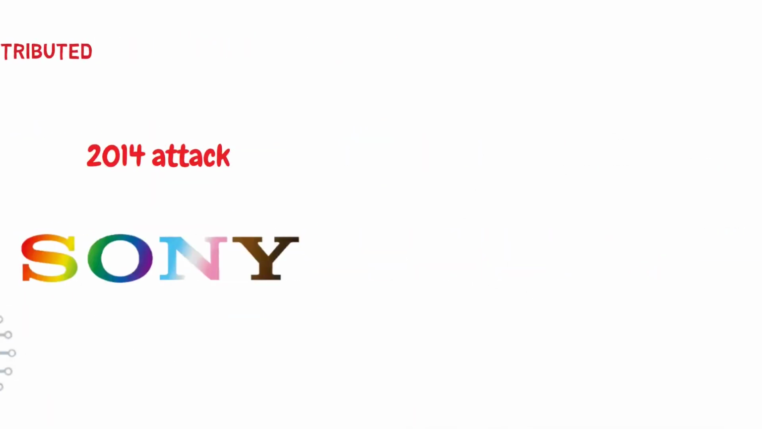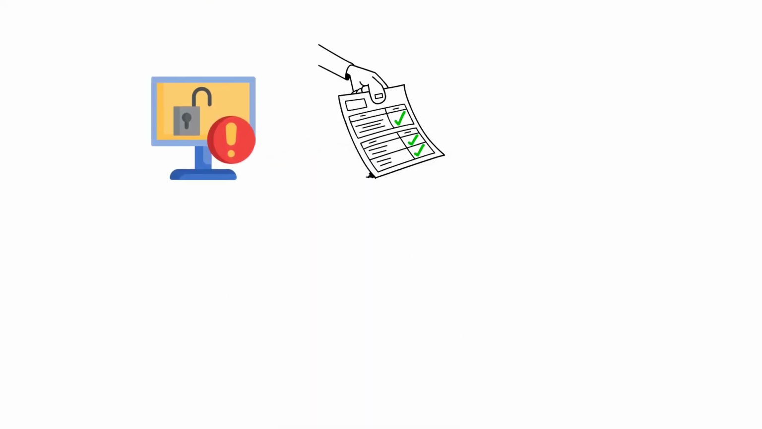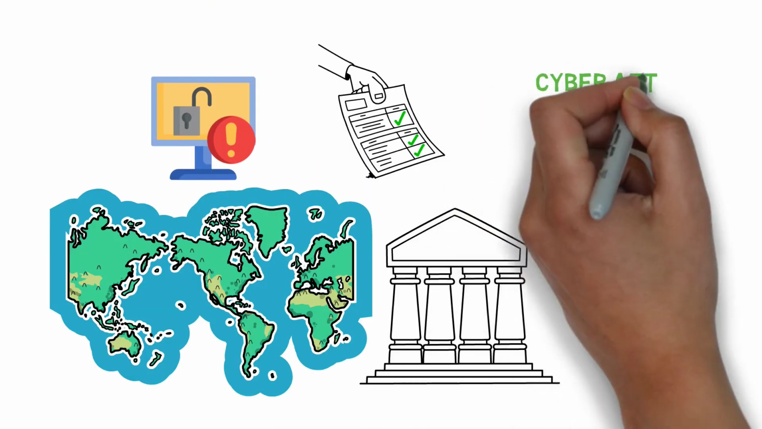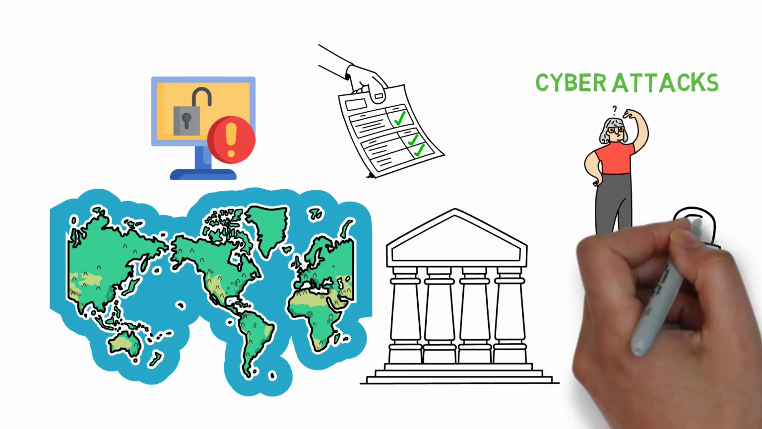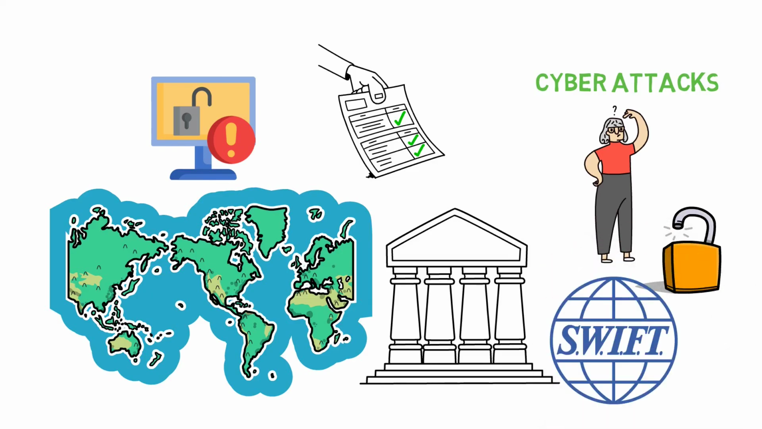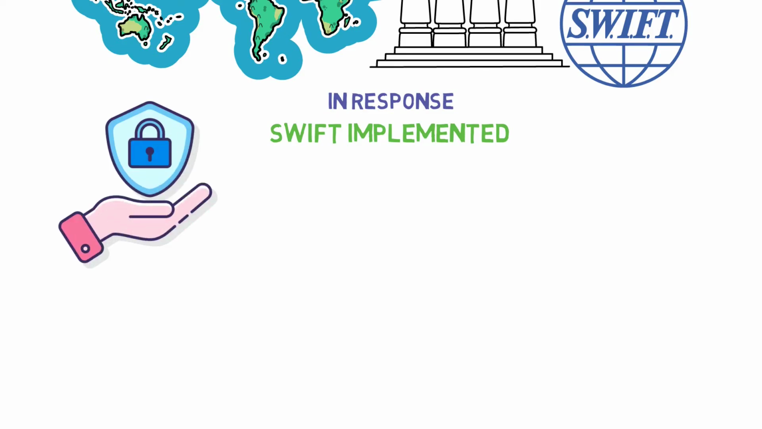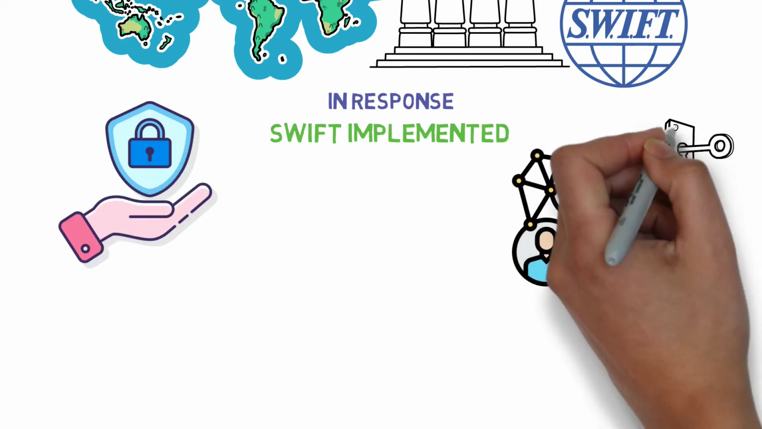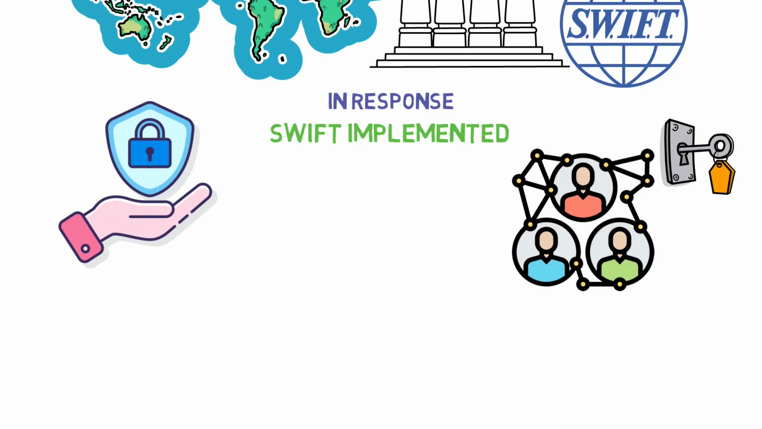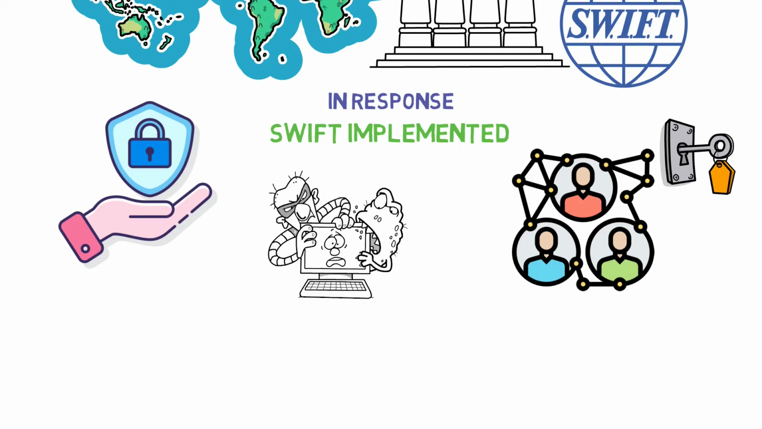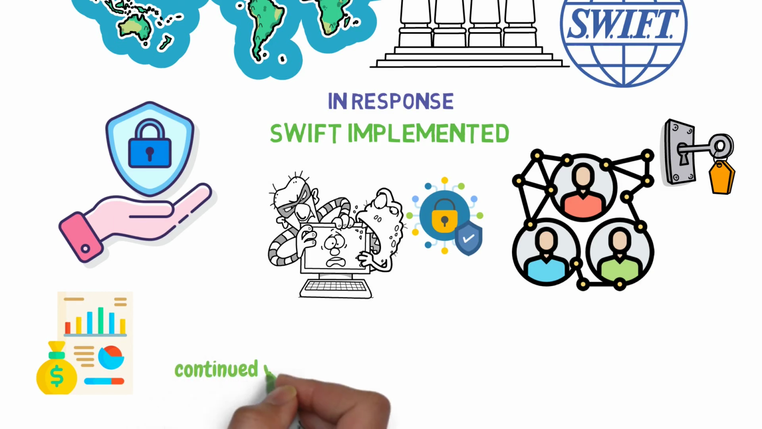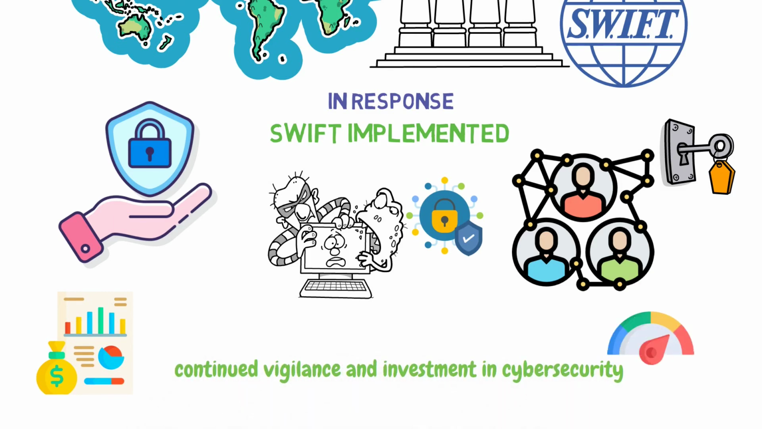The attacks highlighted the vulnerability of the global banking system to cyber attacks and raised concerns about the security of the SWIFT network. In response, SWIFT implemented new security measures and urged member banks to improve their own security practices. The attacks also underscored the importance of cybersecurity in the financial industry and the need for continued vigilance and investment in cybersecurity measures.